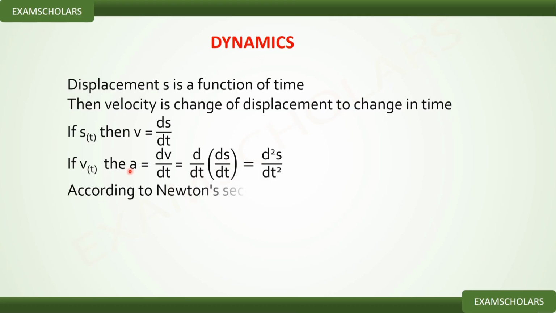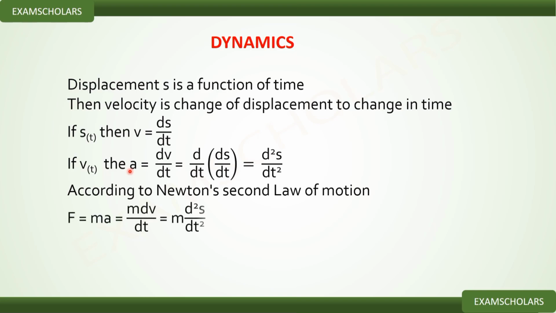Now, according to Newton's second law of motion, which tells us how we can measure force, we all know that force is equal to mass times acceleration, F = ma. We know that this acceleration is dv over dt. So when you put it here, you have F = m dv/dt. This is also Newton's second law of motion.